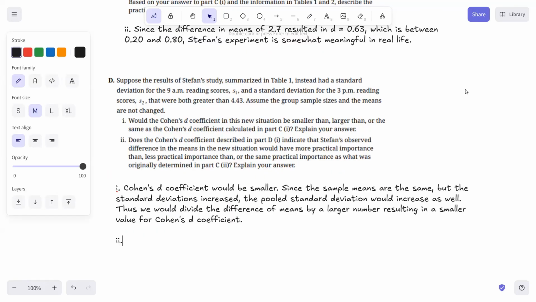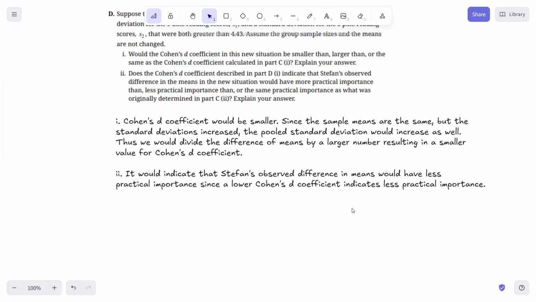Now, part 2, does the Cohen's d coefficient described in part D indicate that Stephan's observed difference in the means in the new situation would have more practical importance than, less practical importance than, or the same practical importance as was originally determined in part CII? Explain your answer. Well, in general, because the lower a Cohen's d coefficient is indicates lower practical importance, this is going to result in less practical importance. And that's basically what we're going to write here. So there you have it, and that ends question number 6.